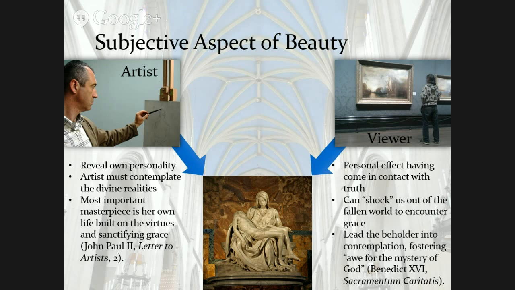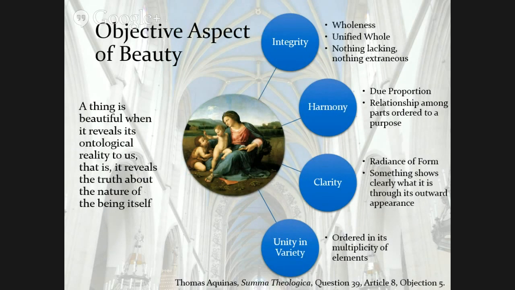Because it should lead us objectively closer to God if it's going to be sacred art. So there is a subjective aspect, but it's not totally devoid from the objective aspect. Then Thomas Aquinas, he is the one who formulated best the objective characteristics of beauty. Well, what is in the thing itself that makes it beautiful?